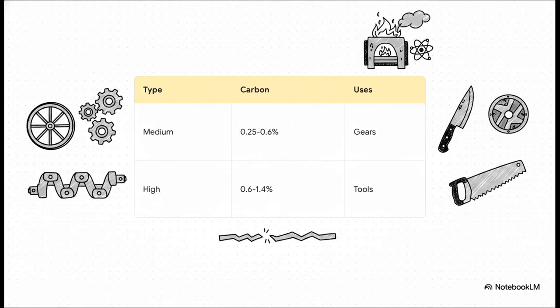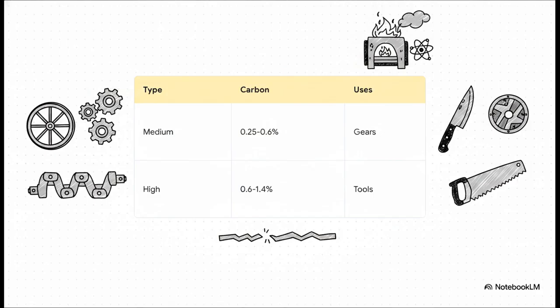But here's where it gets fun. As we crank up that carbon recipe, the entire character of the metal shifts. For medium carbon steels, which range up to about 0.6% carbon, the material becomes much stronger. This is perfect for high-stress applications like heavy railway wheels, gears, and crankshafts. Now, push that carbon even higher, between 0.6 and 1.4%, and you get high-carbon steels. These are the hardest, strongest, and most wear-resistant carbon steels out there. They are exactly what you want for sharp cutting tools, heavy-duty dies, knives, and hacksaw blades.